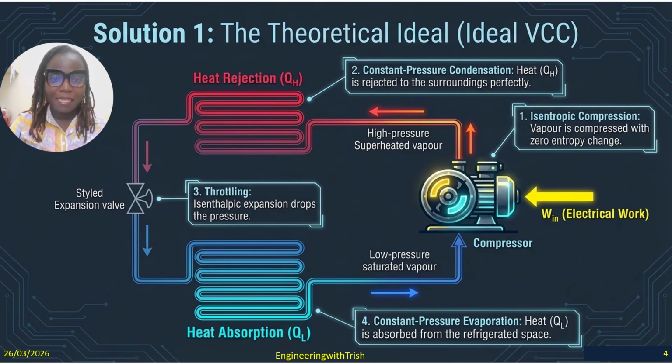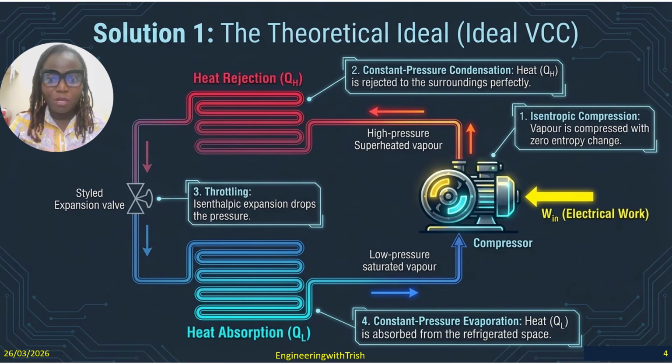So what is the ideal cycle? I think I've mentioned this in class before. When we say ideal, it's more like a perfect person. There is no one perfect, but the ideal cycle is the perfect cycle. Everything is perfect. Compression is isentropic, we know what it means already, which means there are no losses, and the heat transfer is smooth, which means there are no pressure drops.